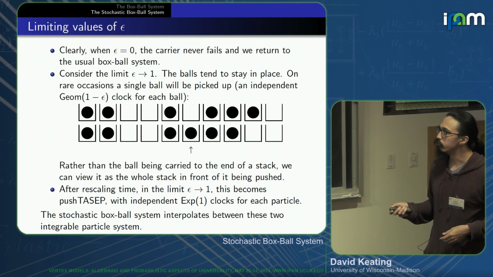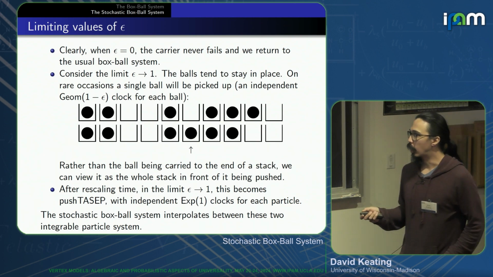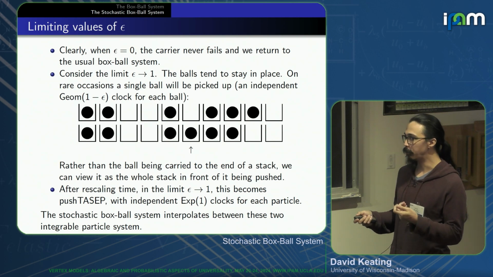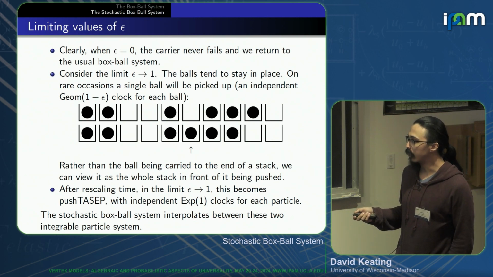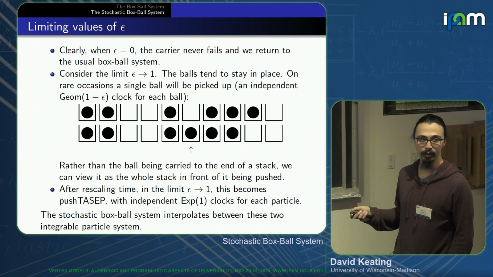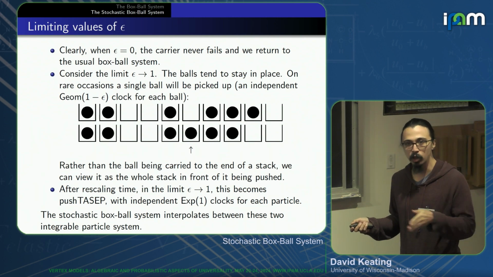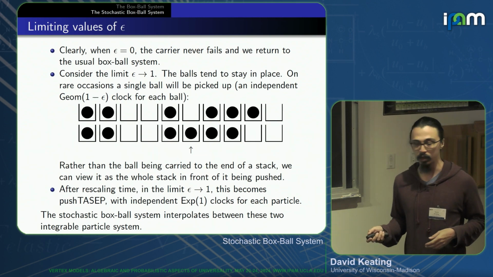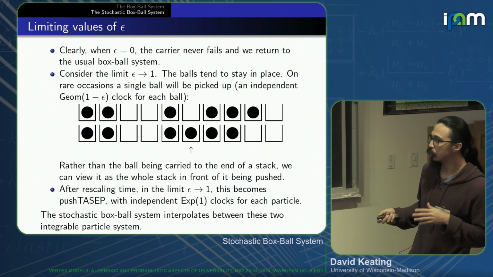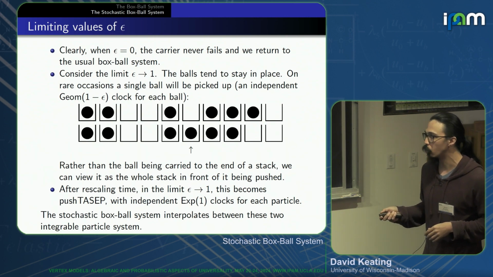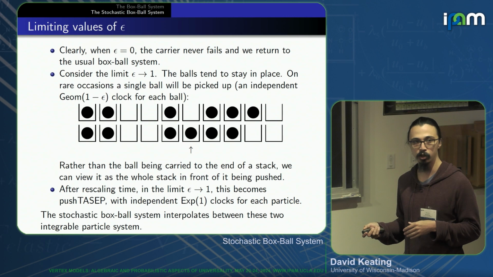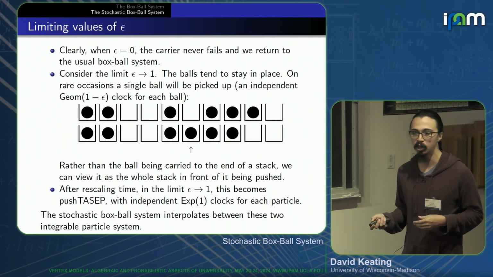But for each ball, there's some geometric clock. When that clock rings, after many, many steps, that ball will get picked up, and it'll get carried to the head of whatever stack of balls it's currently in. But instead of thinking of that ball being transported, we can think that it jumps one space to the right and pushes all the balls in front of it. So in the limit, after you appropriately rescale time and take epsilon to 1, you have an exponential clock for each ball, and when that clock rings, it pushes everything in front of it one space to the right, which is exactly the push-take subsystem, if you know about it.